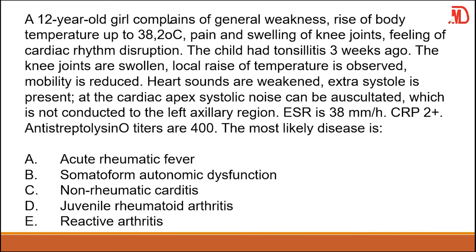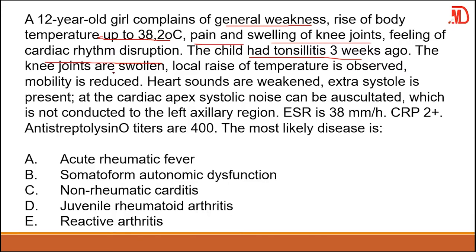A 12-year-old girl complains of general weakness, rise of body temperature up to 38.2. There is pain and swelling of the knee joint and the feeling of cardiac disruption. The child had tonsillitis 3 weeks ago. So again, when you begin to look at swelling of the joint and the heart problems as a result, and again, with the history of tonsillitis, what comes to your mind basically is what? Rheumatic fever. We've discussed these things. What comes to mind was rheumatic fever. But let's continue reading.